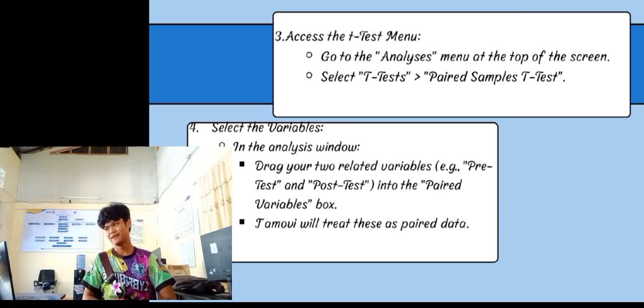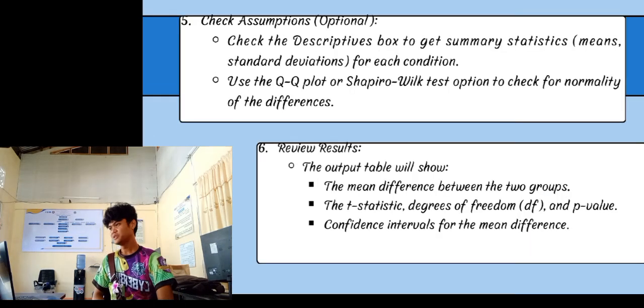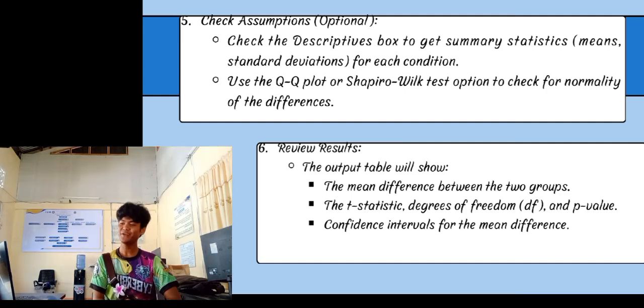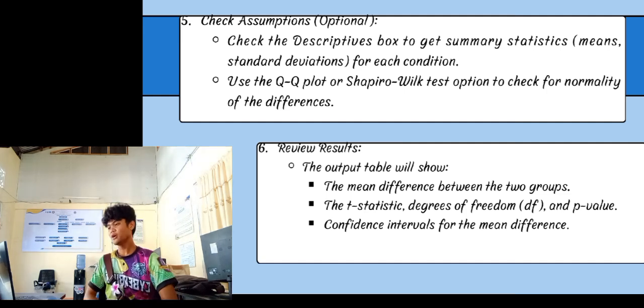Step 5, check assumptions, which is optional. Check the descriptives box to get summary statistics, means and standard deviations, for each condition. Use the Q-Q plot or Shapiro-Wilk options to check for normality of the differences. Step 6, review results. The output table will show the mean difference between the two groups, the t-statistic, degrees of freedom, and p-value, and confidence intervals for the mean difference.